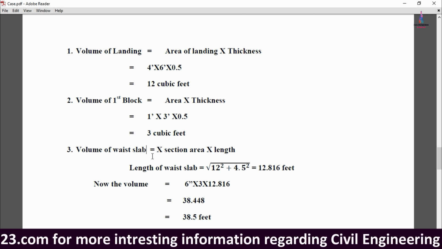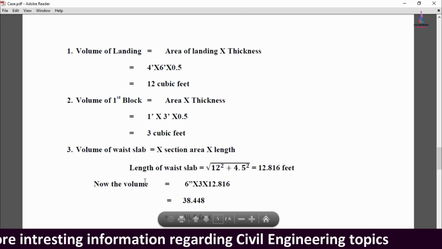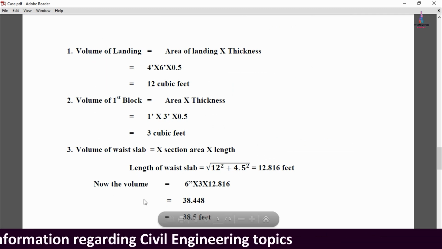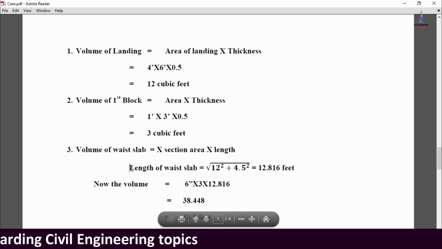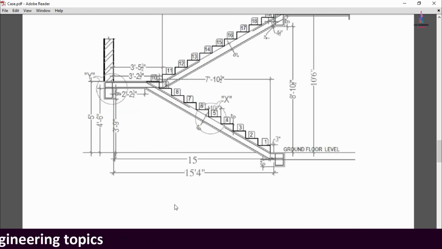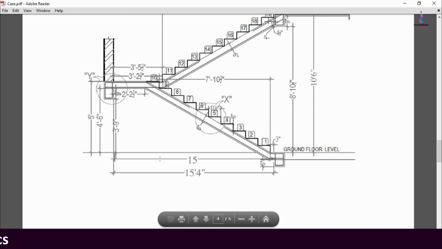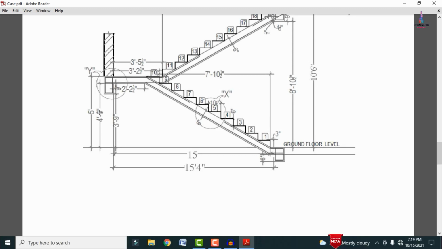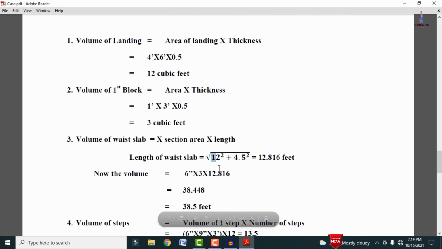Okay, so as per the Pythagoras theorem, we have the formula a square equals b square plus c square. If you apply the same process for this respective staircase, which has approximately a 12 feet section here, and 4 feet 6 inches is the height up to the landing position, then if you take the square root, you can get the approximate length of the waste slab, which is 12.816 feet.